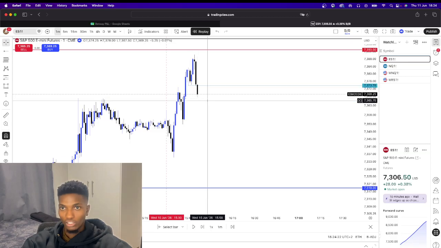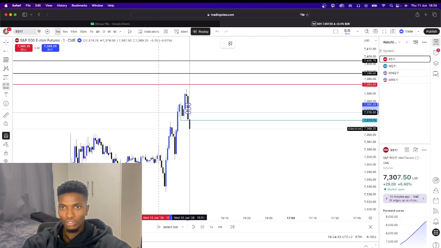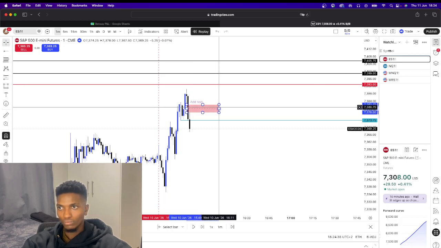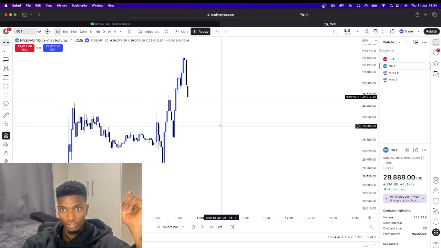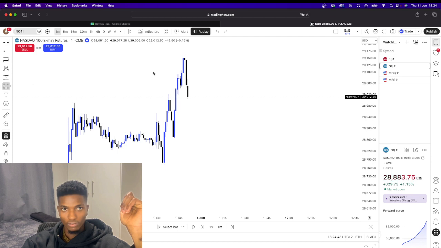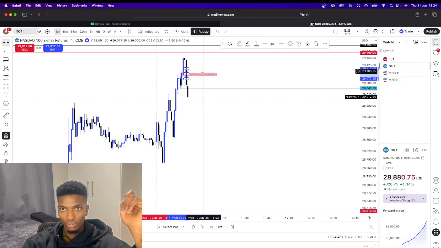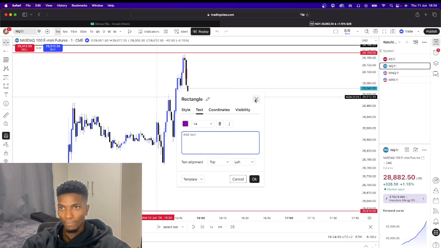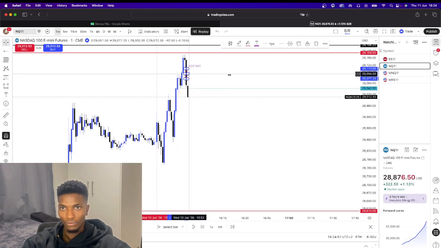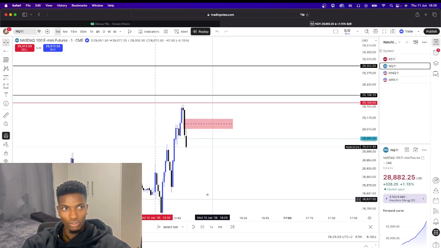So what are we looking for? A break of structure up, or an inverse fair value gap up. On ES we have this fair value gap here, which we can invest. And then on Nasdaq same goes, we have this fair value gap up here. Let me remove this one because it was invested already. Okay, so let's see how it goes.